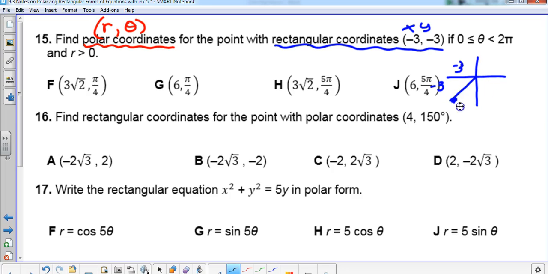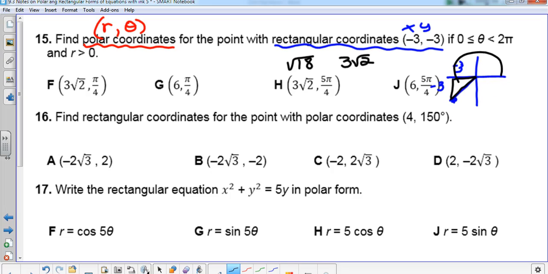Ideas, guys? Pythagorean theorem. So -3 squared is 9. 9 plus 9 is 18. Square root of 18 would be 3 square roots of 2. That's our radius. Okay, if we went over 3 and down 3, what angle is that in there? You can do inverse tangent, but it wants an answer in radians, and it's going to give you an ugly decimal. And that's not one of the choices. Okay? If it's 3 and 3, it's a 45, 45, 90, yes?